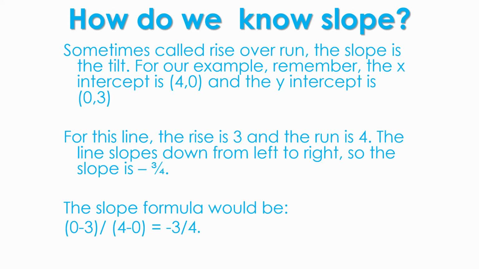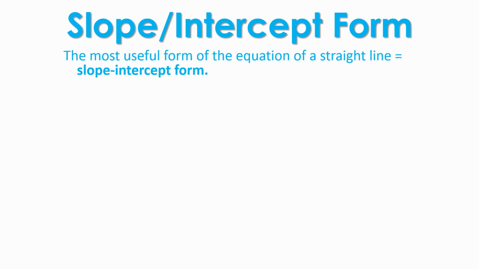If you reverse the order of the points, you reverse both signs for numerator and denominator so that the sign of the fraction stays the same. It's a good idea to check the direction of the line and make sure the sign of the slope is correct. Now, the most useful form of the equation of a straight line is called the slope-intercept form.